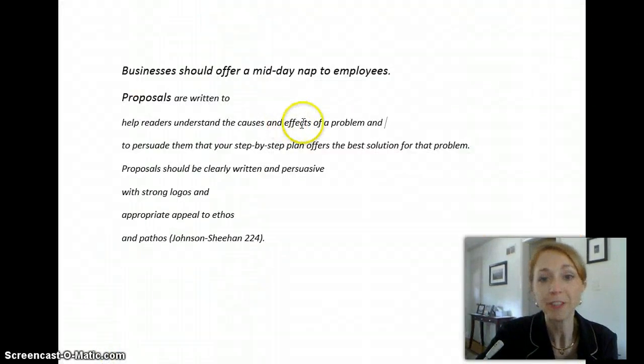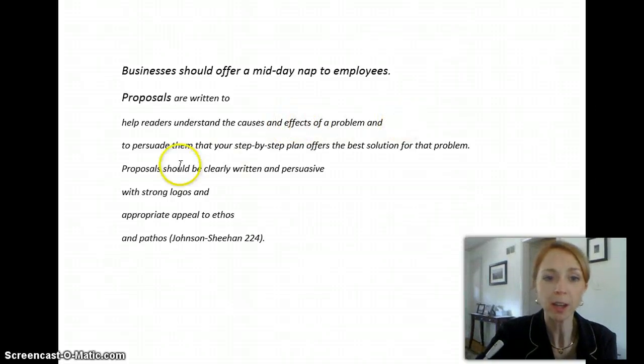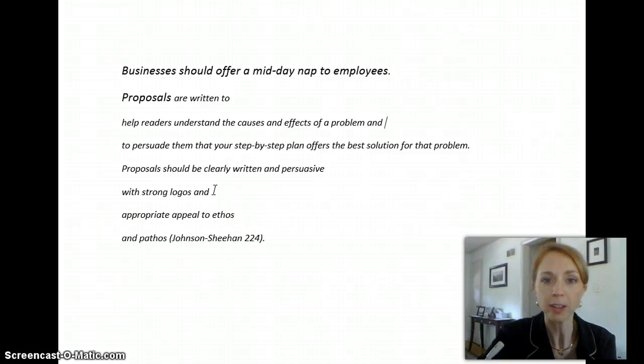So we've seen the effects of fatigue at the workplace, and you could seriously go on to talk about, with logic, how these effects create a problem at the workplace where employees are not giving their employer their best, they're not sharp like they should be. So then you start with a step-by-step plan that offers the best solution to this fatigue, and that is a midday nap.